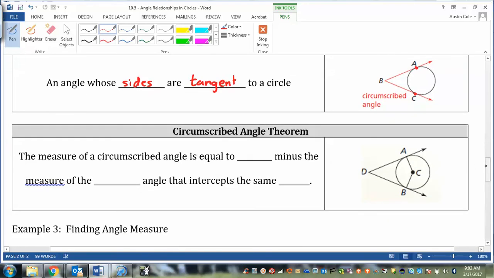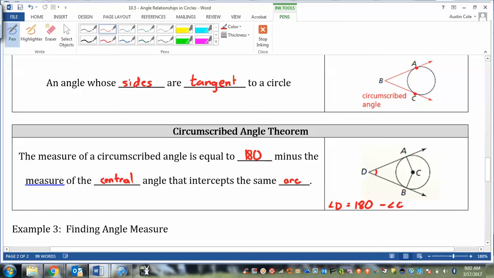Now, the circumscribed angle theorem. It says the measure of a circumscribed angle, right here, is equal to 180 minus the measure of the central angle that intercepts the same arc. So angle D in this case is going to be 180 minus C. So angle D equals 180 minus angle C.